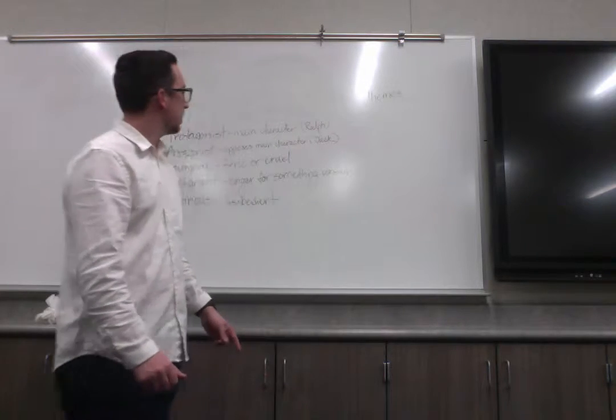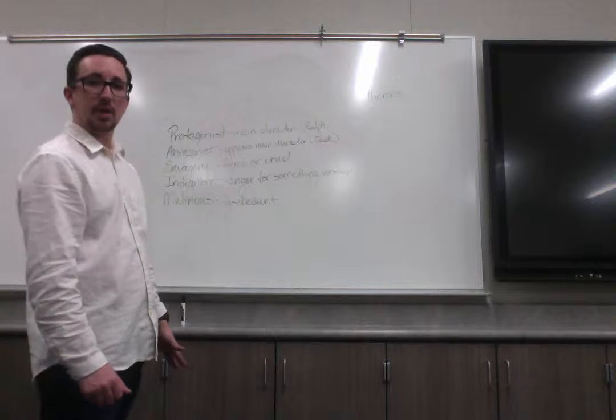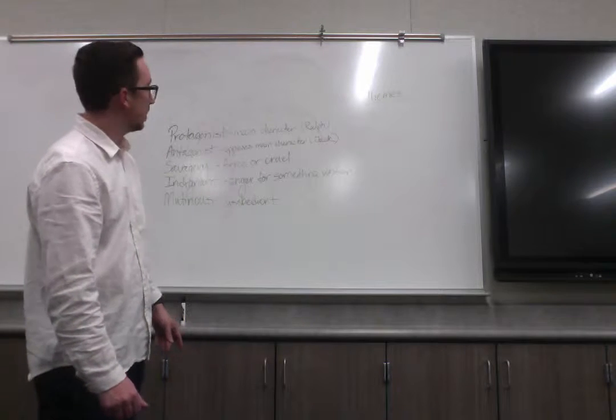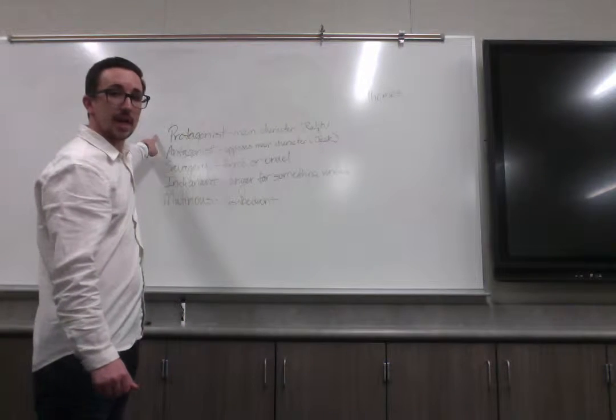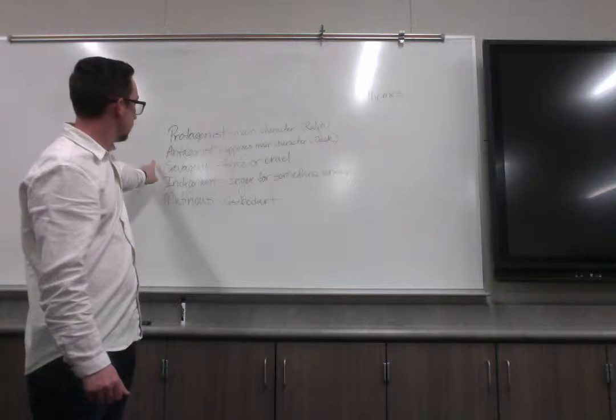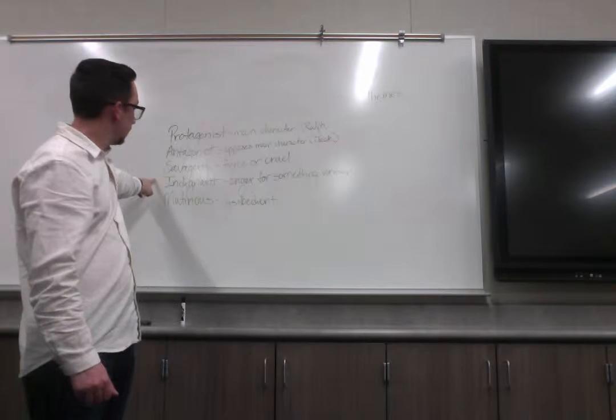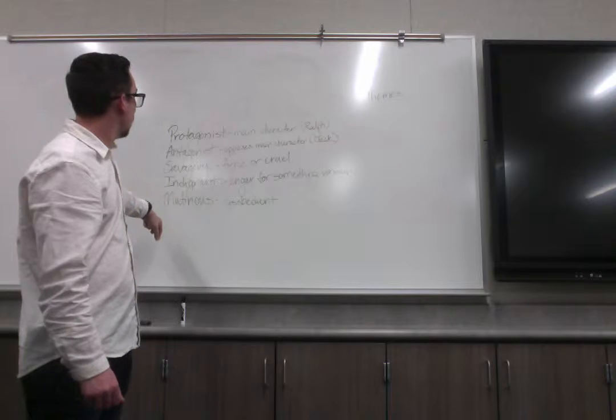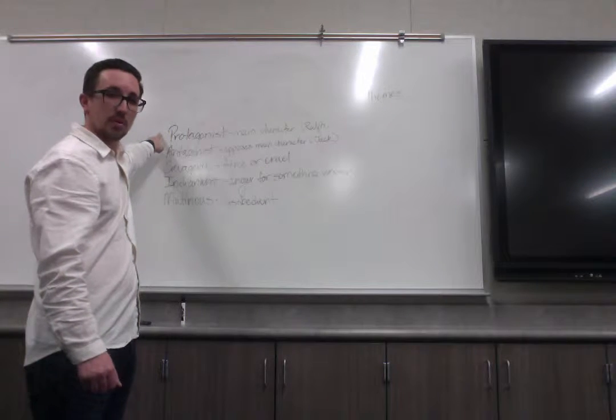Alright, so as you'll see, I've listed on the board 5 of our vocabulary words that we're going to be focused on for the lesson. These are protagonist, antagonist, savagery, indignant, and mutinous. Alright, so we'll go ahead and start off with our first one, protagonist.